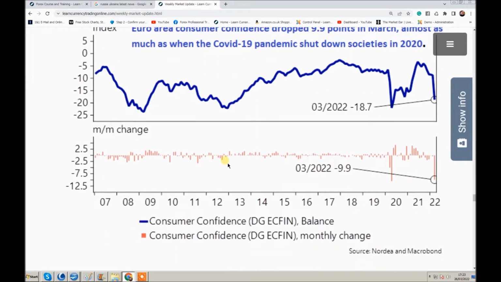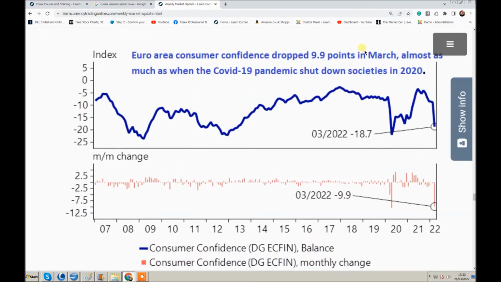It's no surprise to see euro consumer confidence has dropped 9.9 points in March. That's almost as much as when the COVID-19 pandemic shut down the zone in 2020. It's dire in the zone. And a lot of people are saying the zone will avoid recession. We think there's a high probability of a recession. The idea that the ECB will be raising rates, we think is a little bit optimistic.